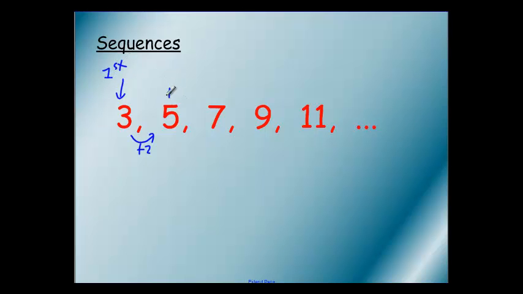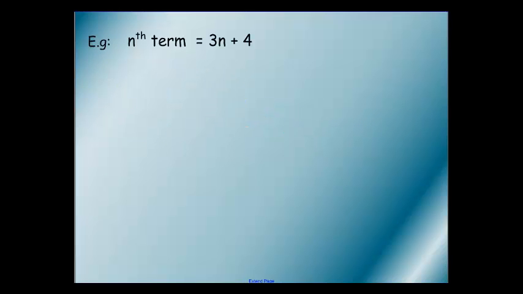Here's our second term, our third term, and so on. What we can do, instead of having just a sequence like this, we can have a general rule for our sequence which allows us to generate any term in that sequence. We call that general rule the nth term.